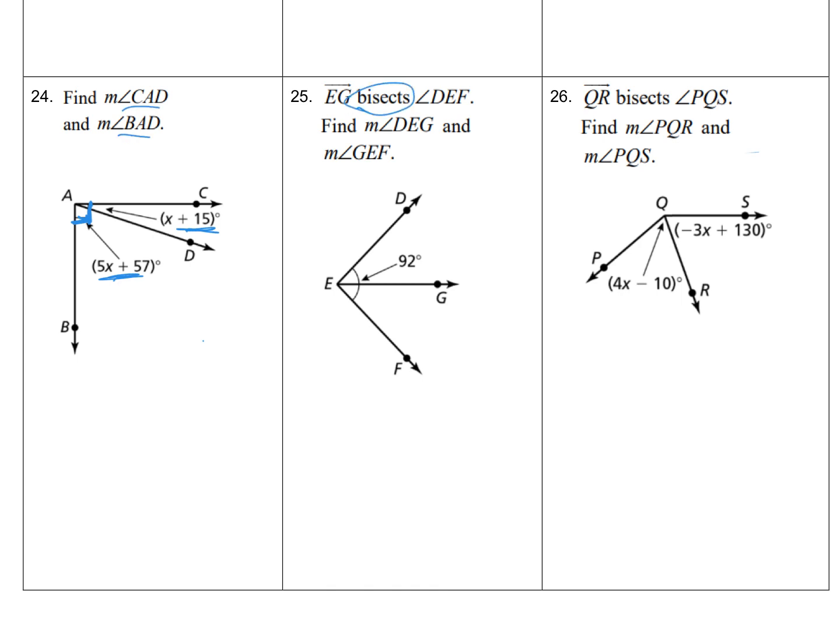25 said this angle's bisected. So if the whole angle is 92, that means your 2 angles are going to be 92 divided by 2. And then 26 uses the word bisect as well. So that's telling you that this equals this. So they're equal to each other. You're going to solve for x and then plug it back in. And that's going to let you know what the 2 small angles actually equal.